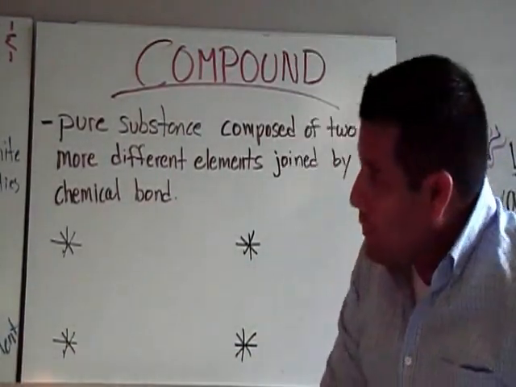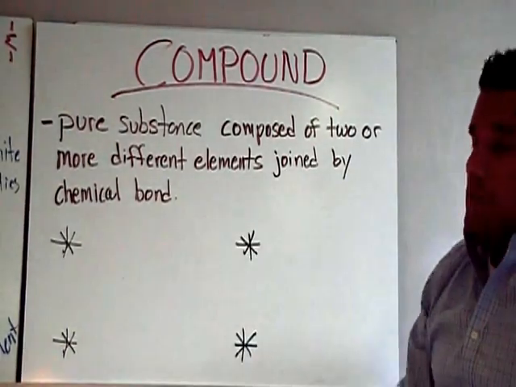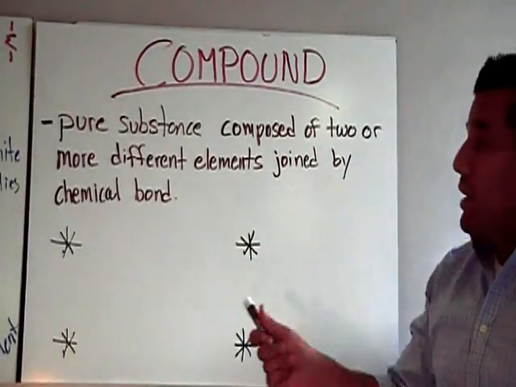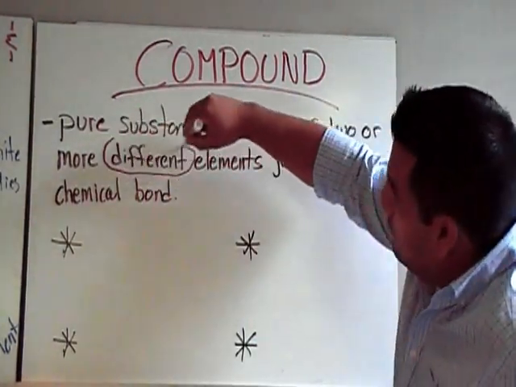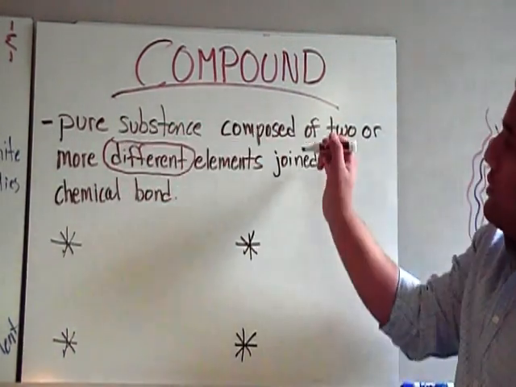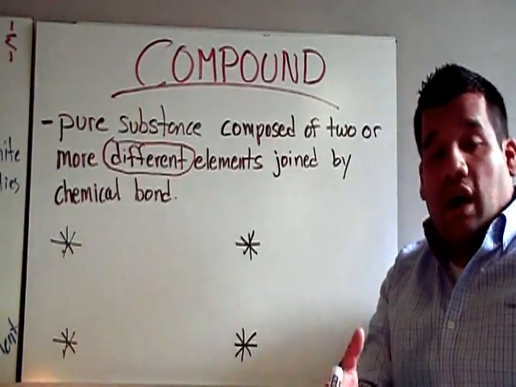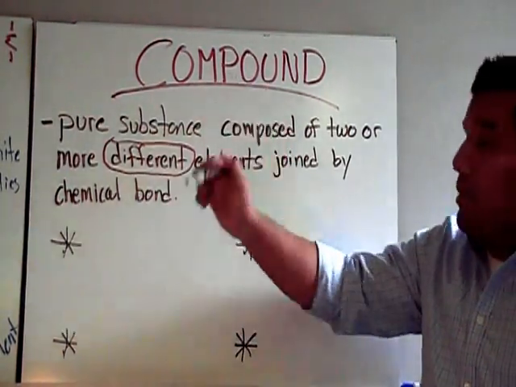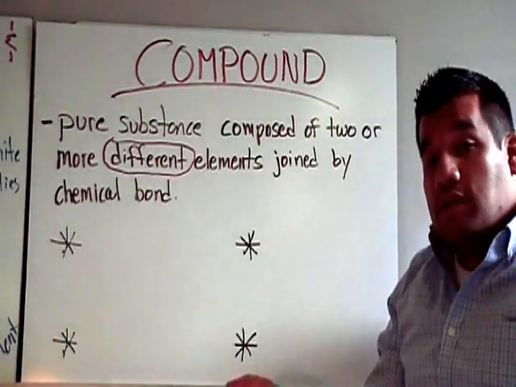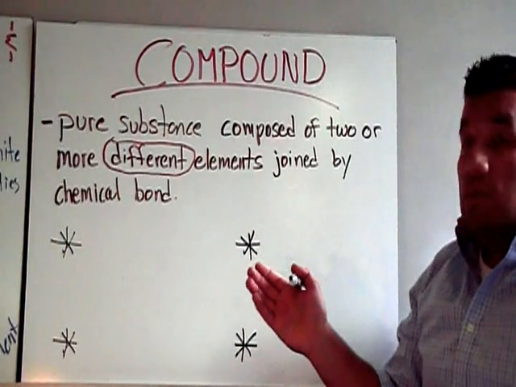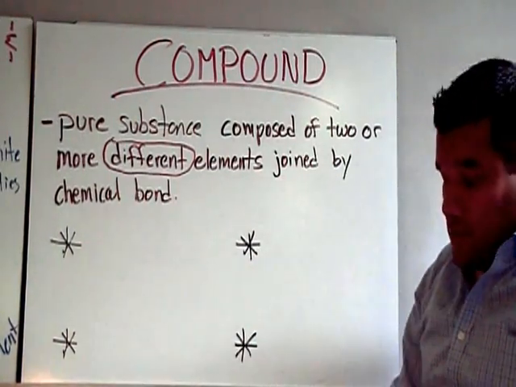Compounds. A compound is a pure substance composed of two or more different elements joined by a chemical bond. The key word here is different. So my example before, O2, oxygen gas, is not a compound because they're not different elements. But the other example, the C2H6 that I showed you, would be a compound because it has carbon and hydrogen, which are two different elements.